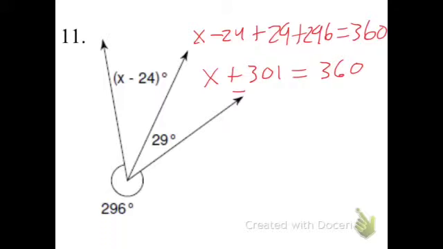Right side stays the same. We need to now get x by itself by subtracting both sides by 301. You have x equals 59.